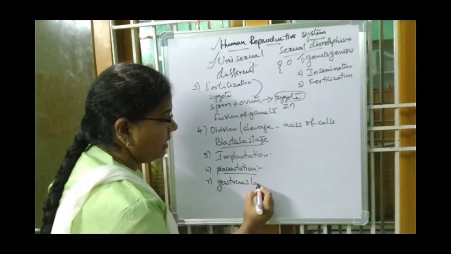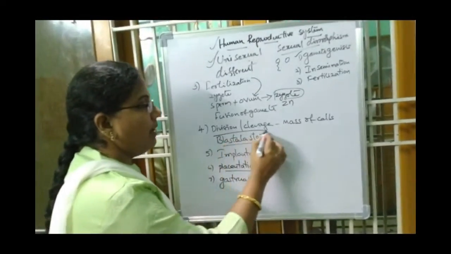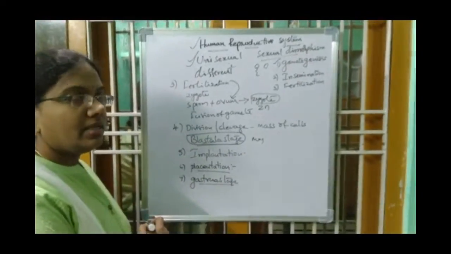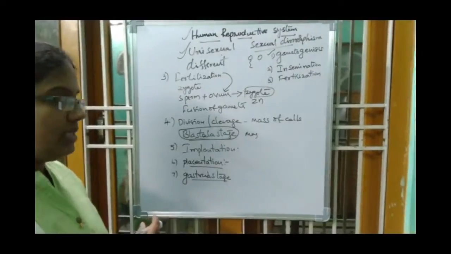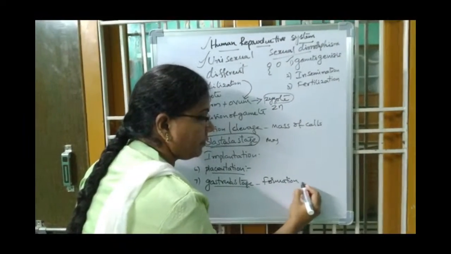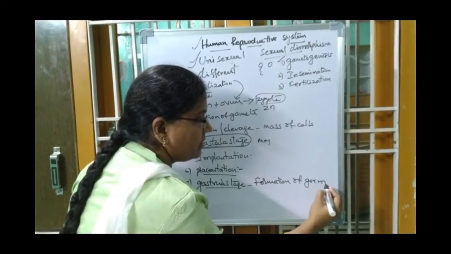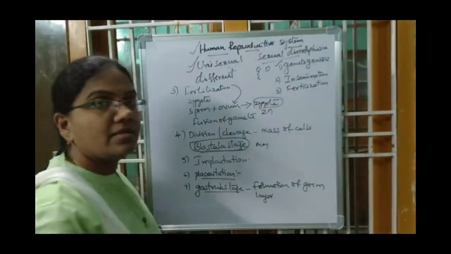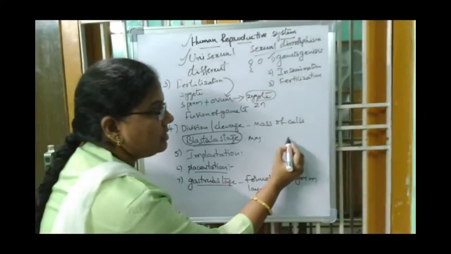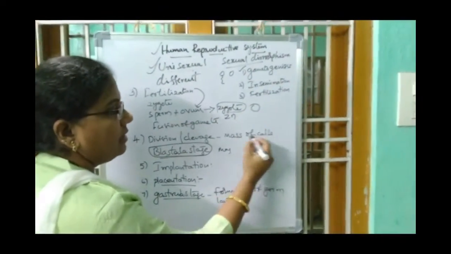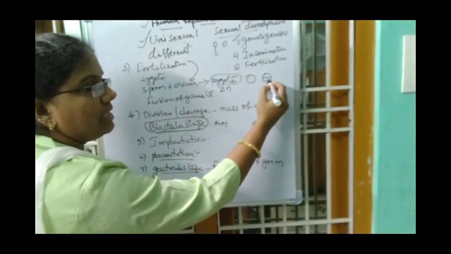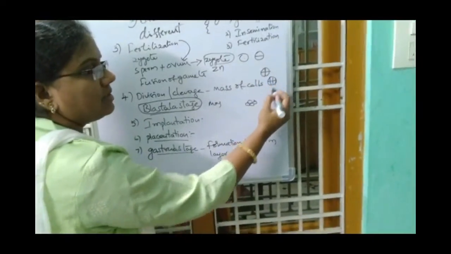the gastrula stage or gastrulation. Here, after the blastula stage, the mass of cells enters the gastrula stage. This is also one of the important stages because of the formation of germ layers. It means that during the gastrula stage, the mass of cells comes from the zygote. This zygote undergoes different divisions. One cell divides into two cells, two to four cells, four to a number of cells.